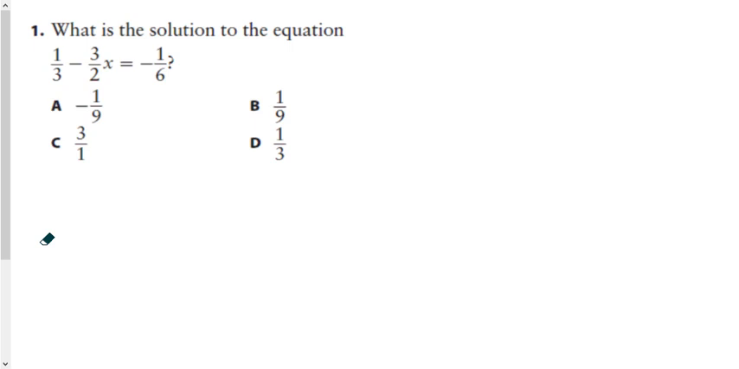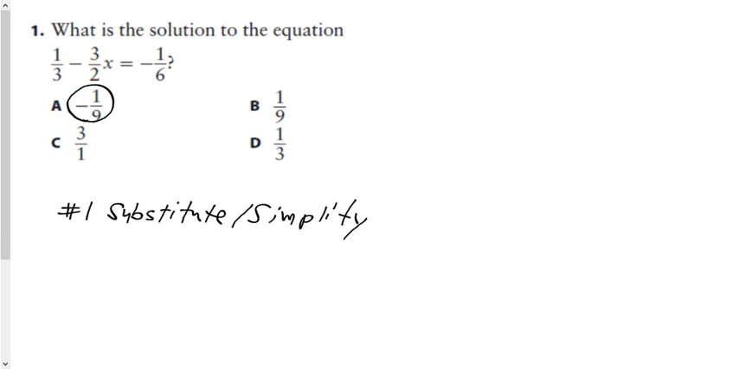Now, there are two ways you could solve this one. Obviously, the first way is you could substitute and simplify. So what you could do is simply take each of these expressions, or these terms, substitute them in for your x value, and see which one of them, when you simplify it, equals -1/6. So that would be one way to do it. And it would not require any algebra sense whatsoever, just BEDMAS sense with fractions.